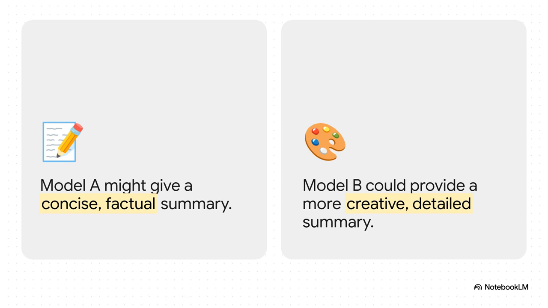So, for instance, say you ask both models to summarize a customer review. Llama 3 might give you a super concise, just the facts breakdown. But Mistral Large, on the other hand, might give you a more detailed, kind of narrative summary of the customer's feelings. Neither is wrong, but one is probably way better for your specific task.